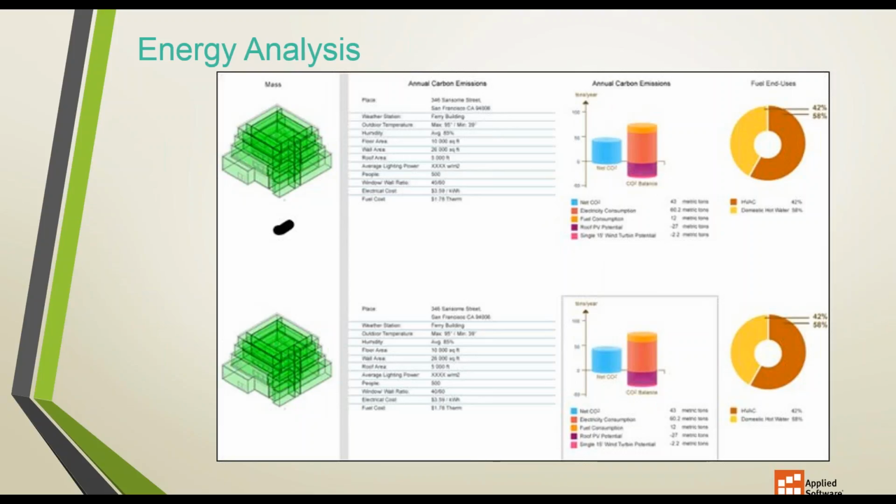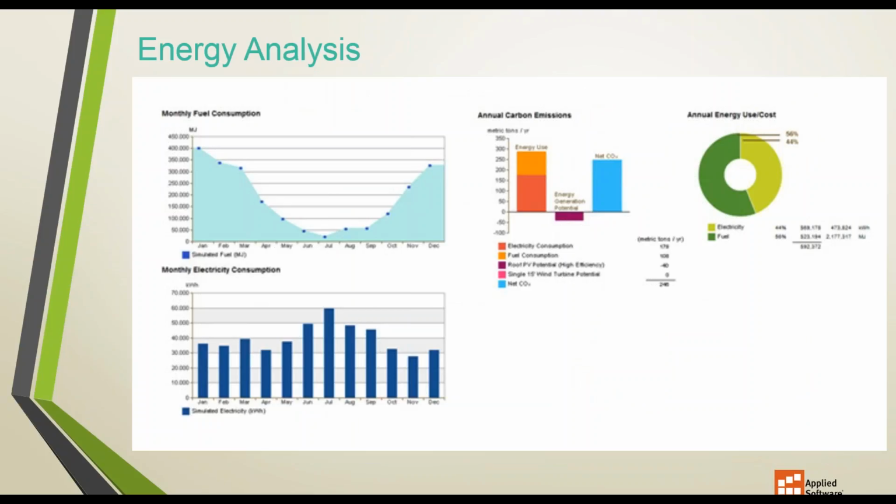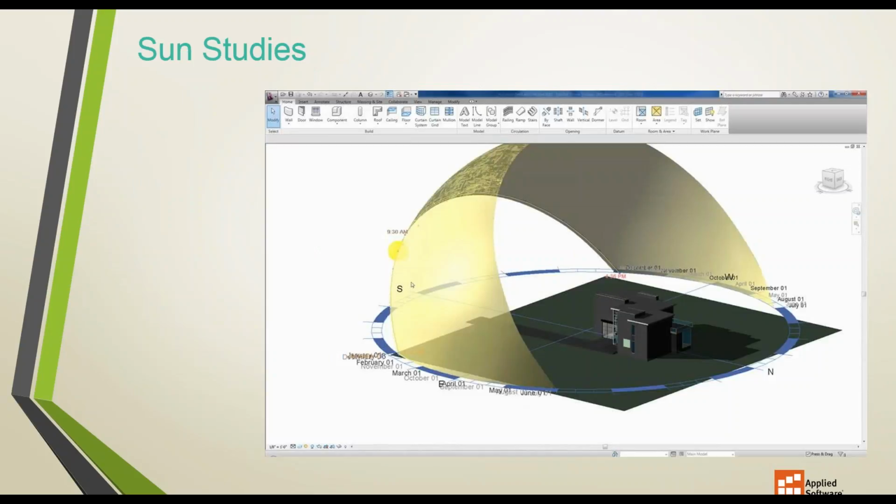Again, you could see the comparisons of the two options. And you could see, again, the fuel, the electricity consumption, the carbon emissions, and your costs. Again, byproducts of creating your model in a BIM-based design process. And if you're looking for additional value, you can even do sun studies and analysis, and there's structural analysis as well. Again, these tools are built in Autodesk BIM modeling software.